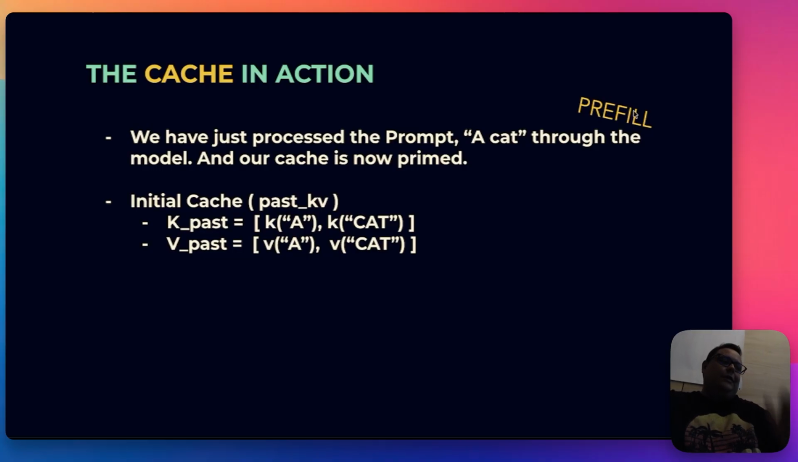Prefill, and you will see later in Kubernetes why this is really interesting: that we can split the cache implementation between prefill and decode. So when we have the prompt here, "a cat", we're starting with the initial cache. We call it past KV in the implementation, because this is the initial cache. And then you will see we have a few more variables available: K past, so ka and kcat, and V past for va and vcat, right?